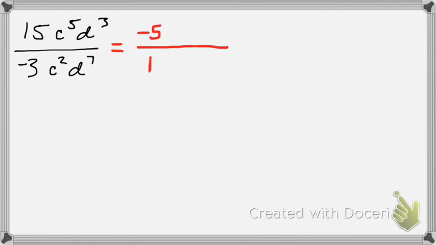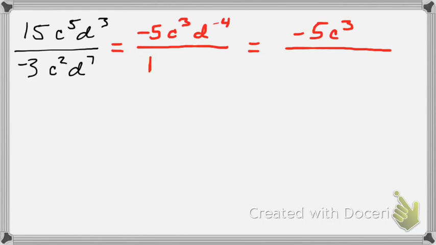C's would be 5 minus 2, which is a 3 on top. D's would be a 3 minus 7, which would be a negative 4 on top. Always put the answer in the numerator. And then the D needs to move down because it's a negative exponent. So there's your answer.